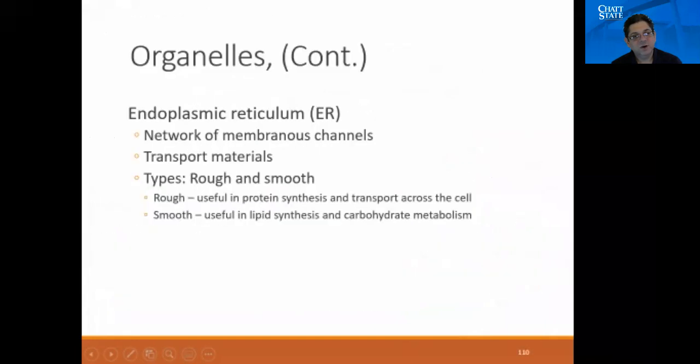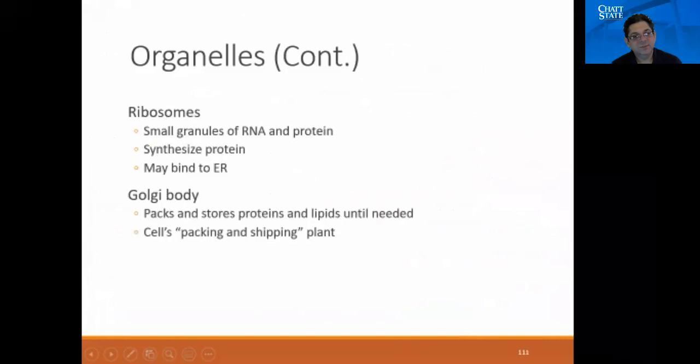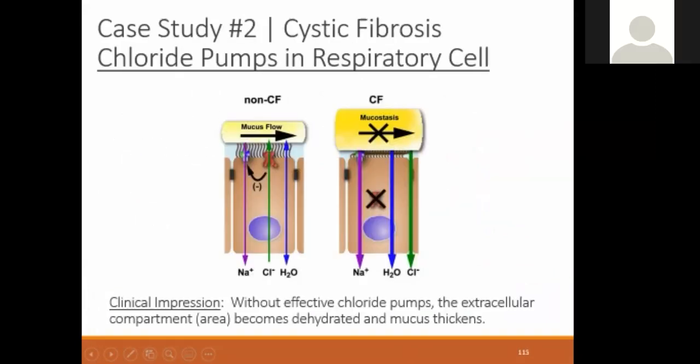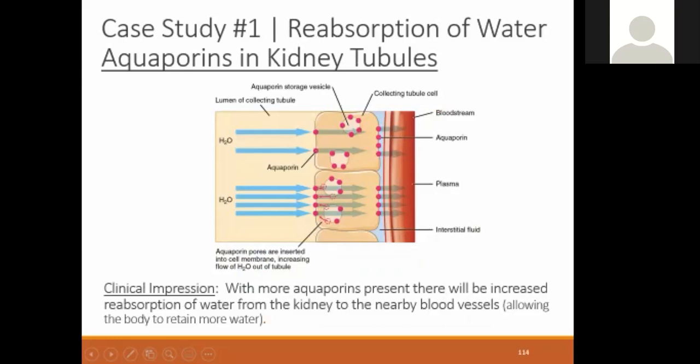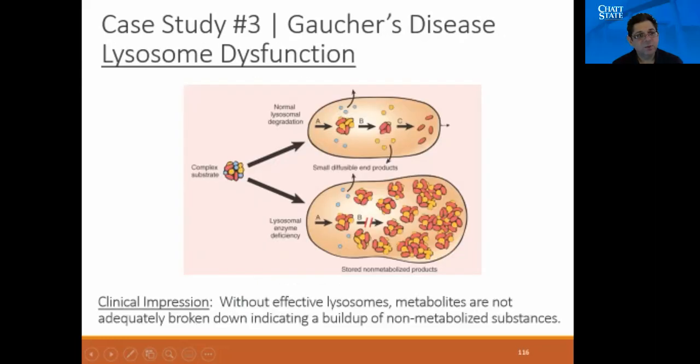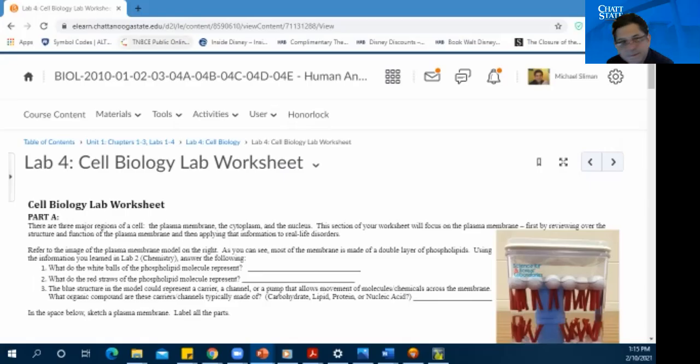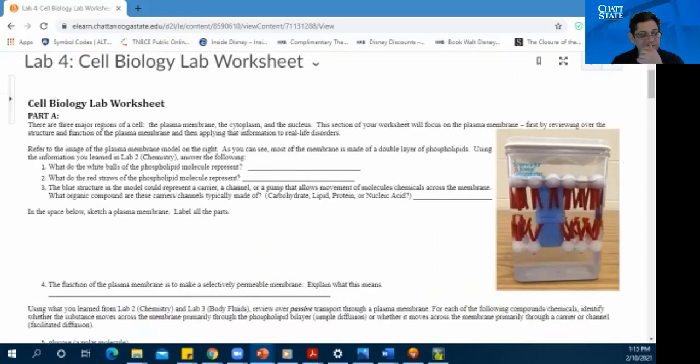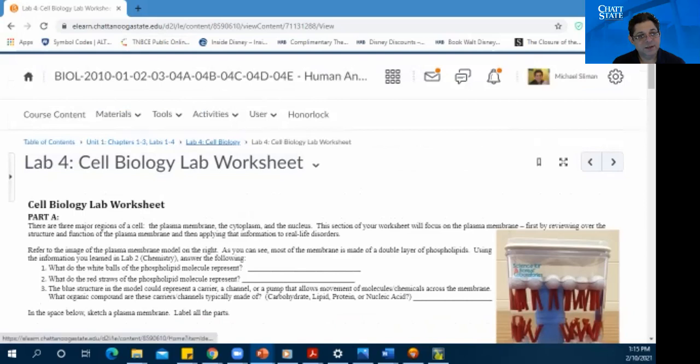Okay, so here's where you were, Cynthia. All these things right here, break each one down. And then we'll talk about those case studies afterwards. So that's all I wanted to bring to you right now. I'm going to break you out in rooms, and you guys can work on this worksheet right here. Again, it's under the cell biology lab.